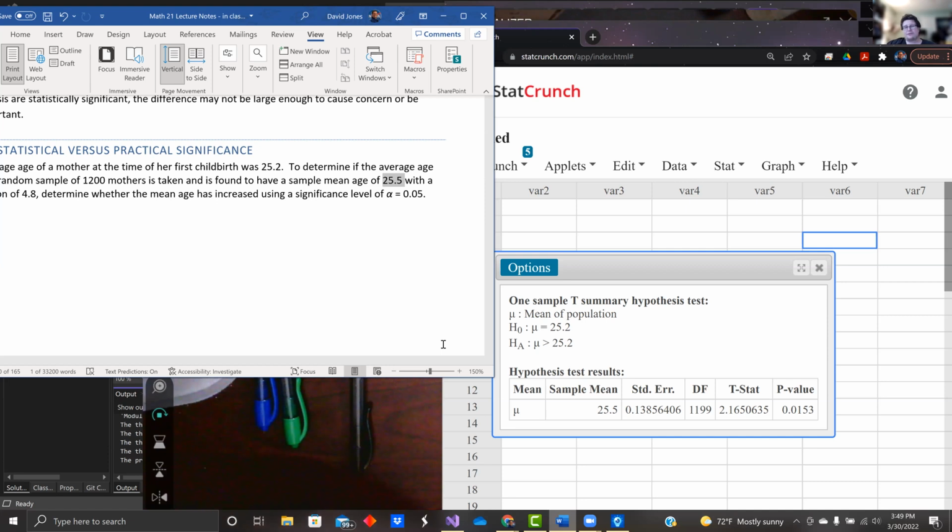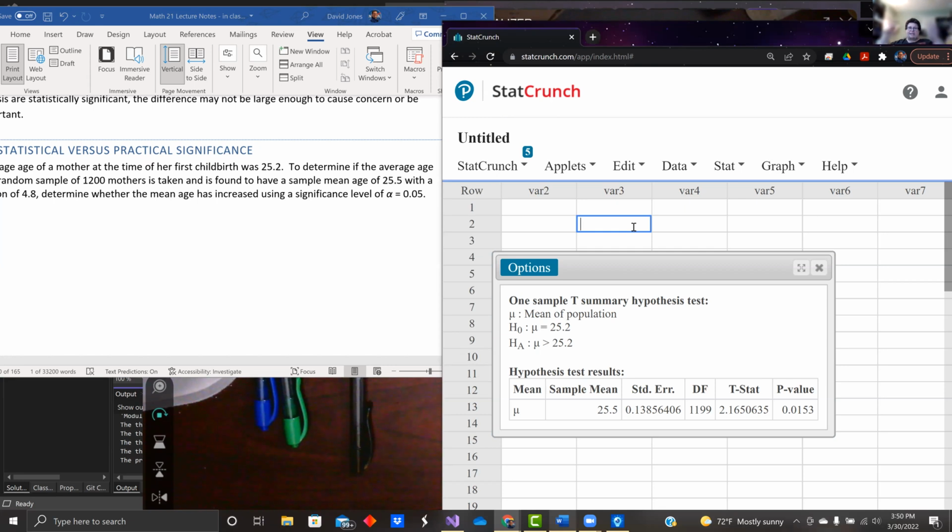That's what they mean by practical significance. While it is significant or statistically higher, we can support the claim that it's higher. Is it really higher enough to worry about? No. So that's the difference between statistical significance and practical. Sometimes it says it's significant, but in all reality, no one's going to care about the 3 months. Any questions?